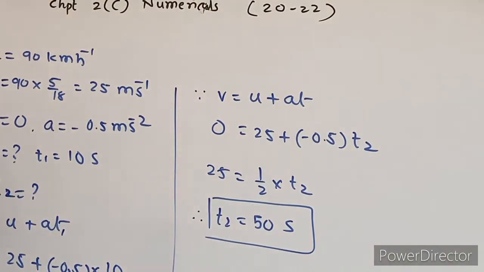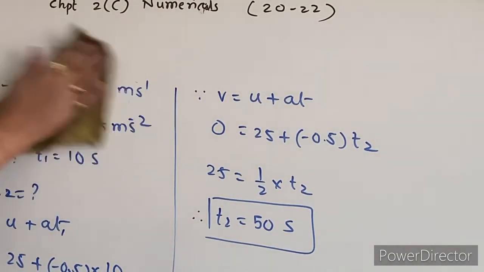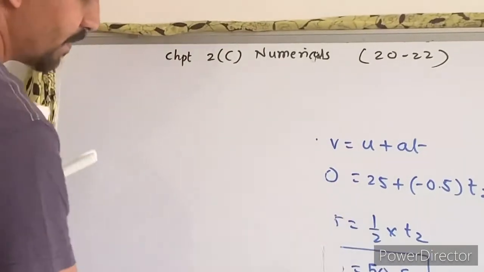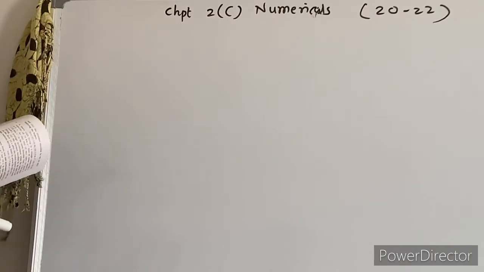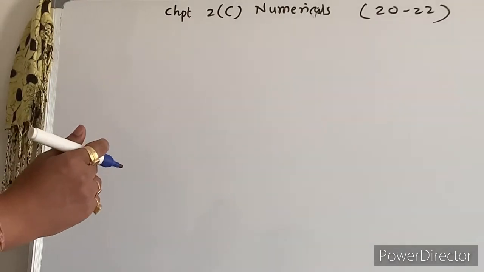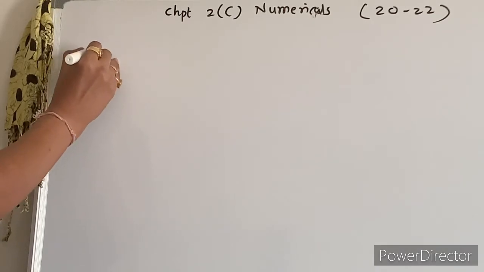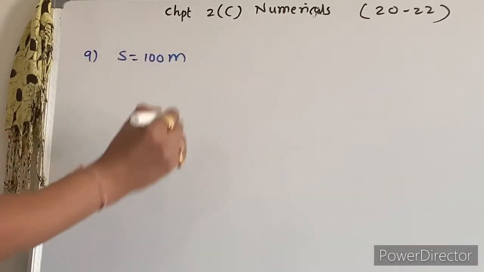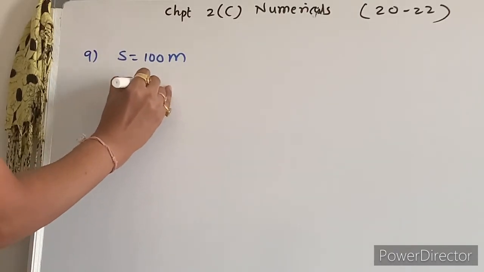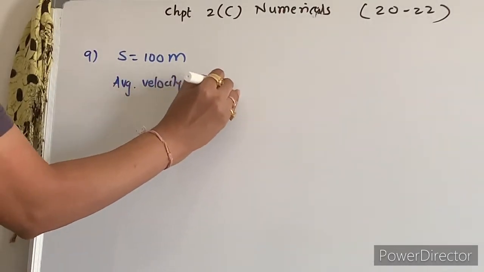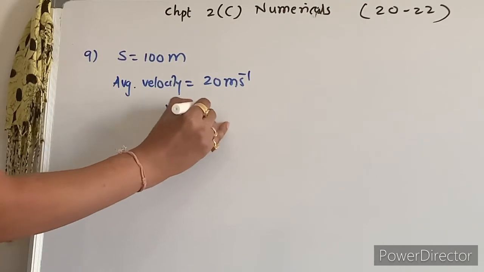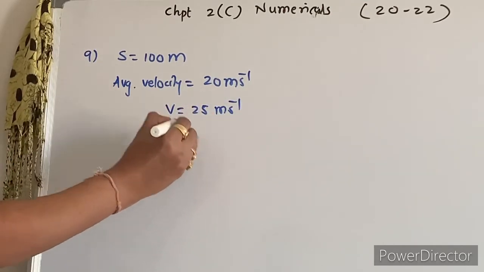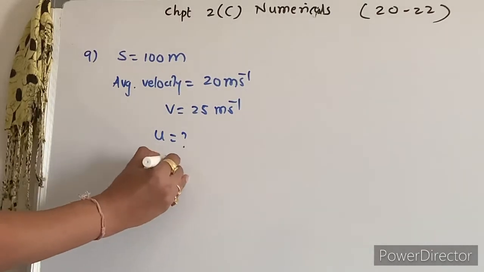Now check the next one, that is 9. And what is given in 9? In 9th question, a car travels a distance of 100 meters with a constant acceleration and average velocity. Here your displacement is 100 meters, and your average velocity is equal to 20 meters per second. Final velocity acquired, that is v, is given as 25 meters per second. They want the initial velocity and the acceleration of the car.